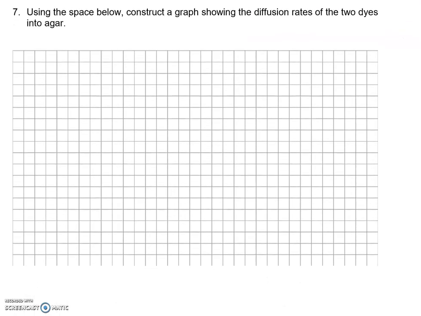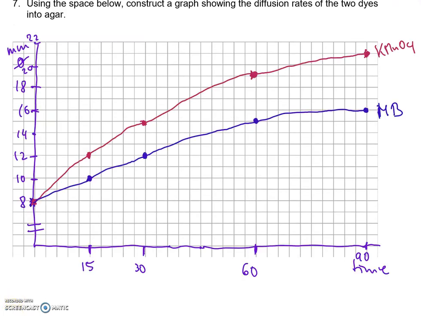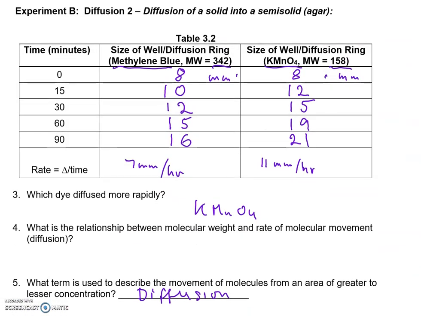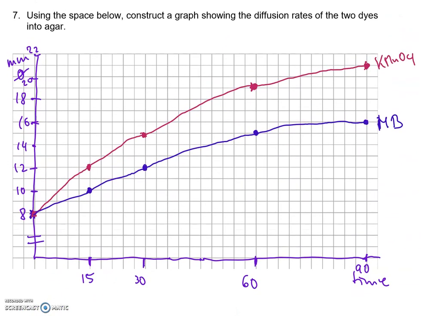Now here we're supposed to construct a graph, and I'm gonna do this. Put you on pause real quick. So here's what the data that I gave you in this table right here, table 3.2, would look like in this graph. The timeline, of course, is the x-axis, and then we're starting here at 8 millimeters. It's our 0 time point, and you can see that the methylene blue clearly diffuses slower than the potassium permanganate, which is in red up here.